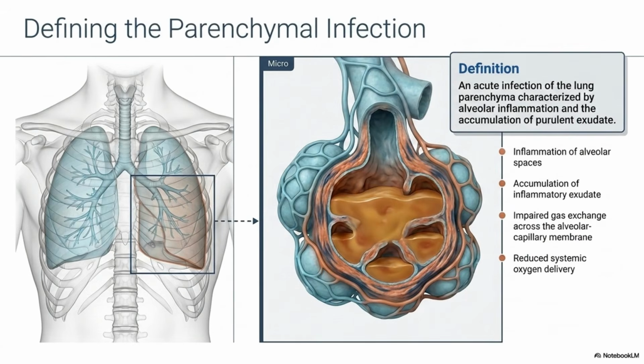Pneumonia is defined as an acute infection of the lung parenchyma, characterized by inflammation in the alveoli and the buildup of purulent exudate. This process impairs gas exchange, directly reducing systemic oxygen delivery.